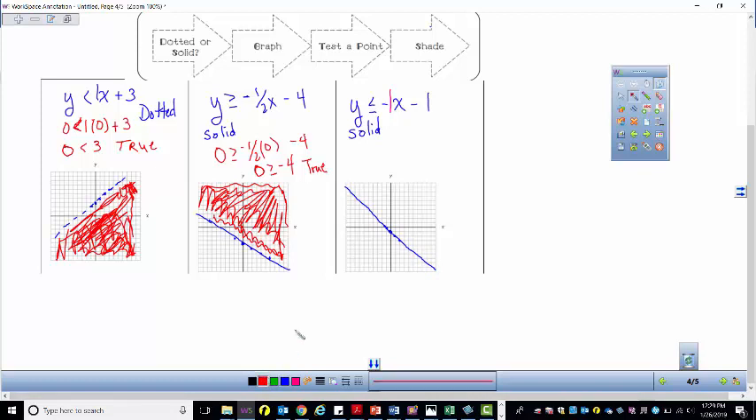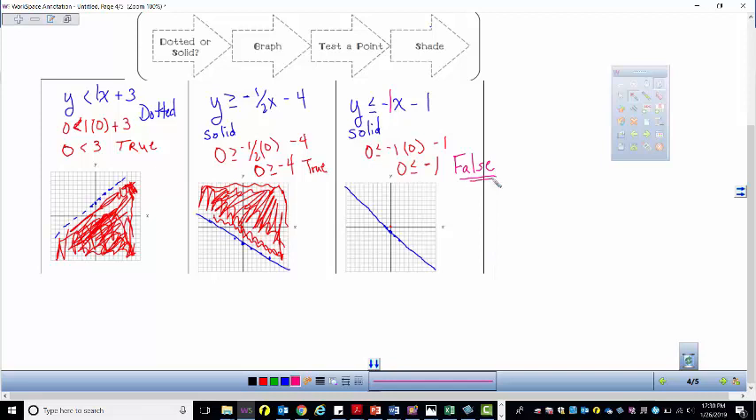And then we have to test a point. So again, 0 is really easy to use because it's easy to multiply with. So I'm going to use 0. It's right here. So I put 0 is less than or equal to negative 1 times 0 minus 1. Anything times 0 is 0. So I get 0 is less than or equal to negative 1. Now, is that true or false? Is 0 smaller than negative 1? That one is false. 0 is always bigger than negatives.